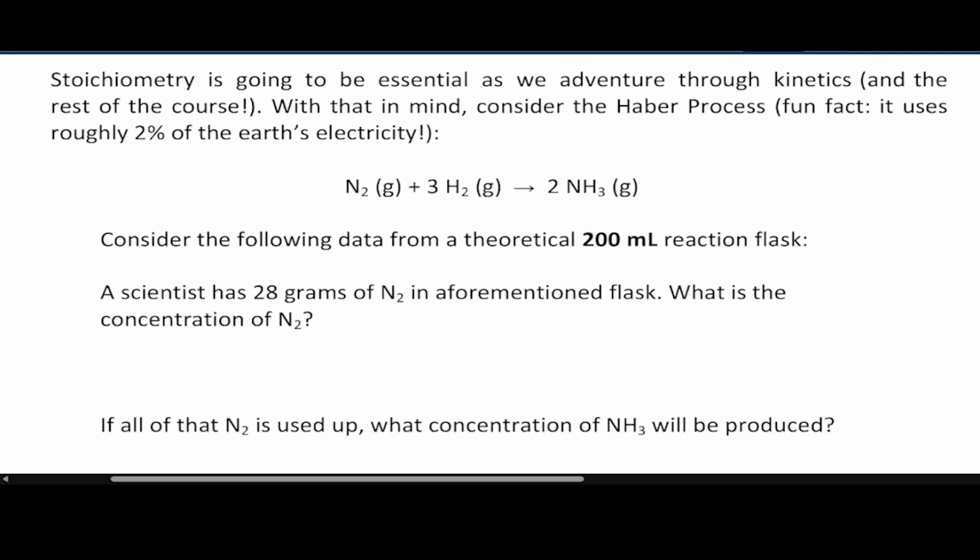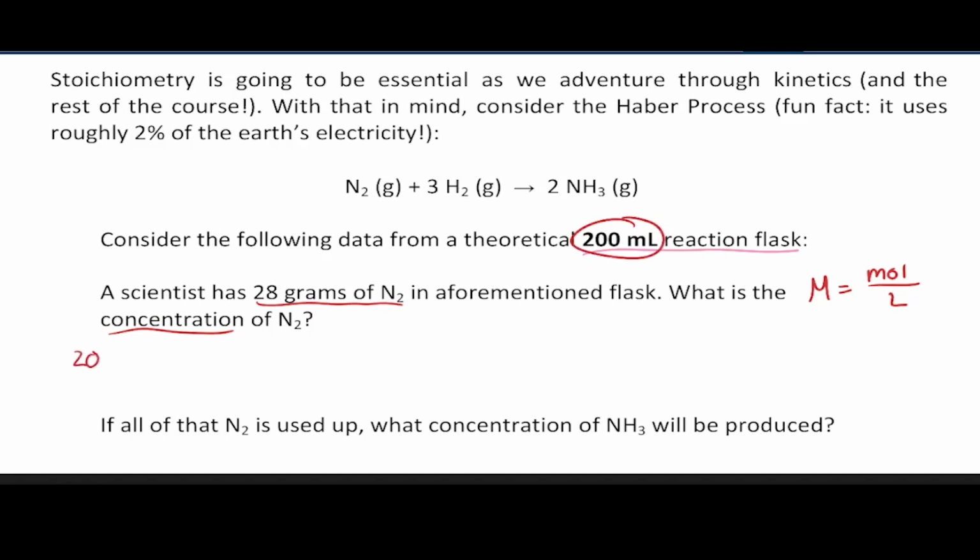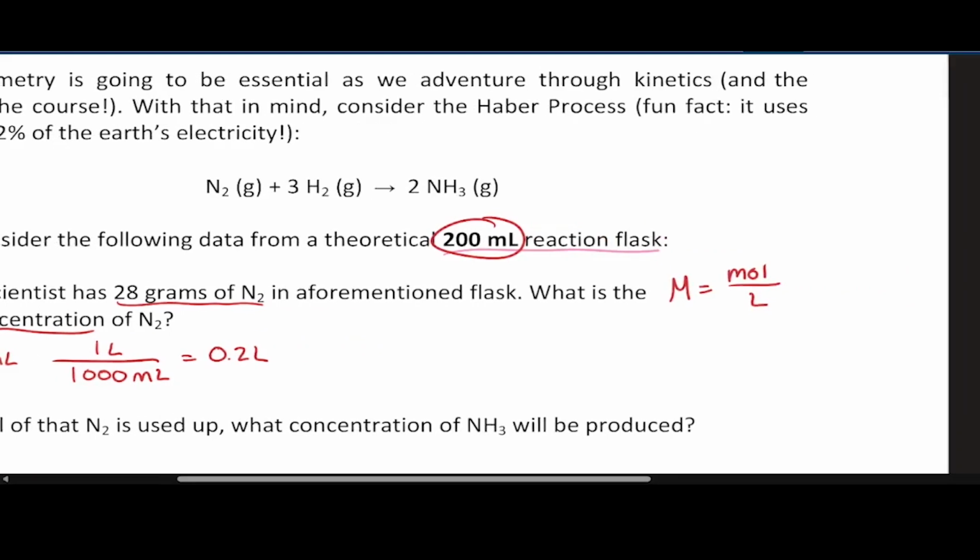Here, we're going to consider a theoretical 200 milliliter reaction flask. A scientist has 28 grams of N2 in the aforementioned flask. What is the concentration of N2? First we have to get moles, because what it's asking for is concentration, and concentration is represented by big M, which equals moles per liter. We have the amount. We need to convert it into liters. So we can do 200 milliliters, and 1 liter is 1,000 milliliters, and this gives us 0.2 liters.